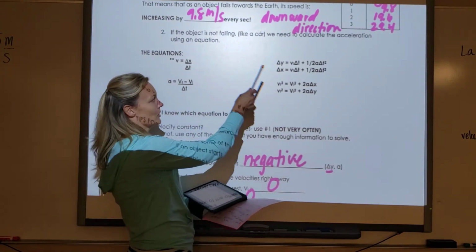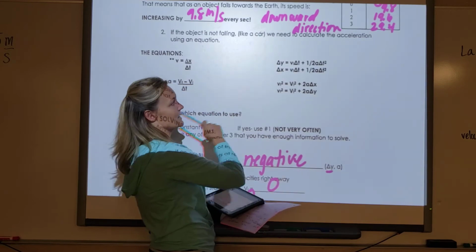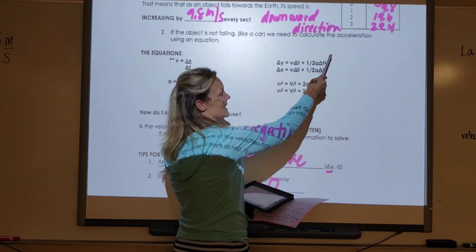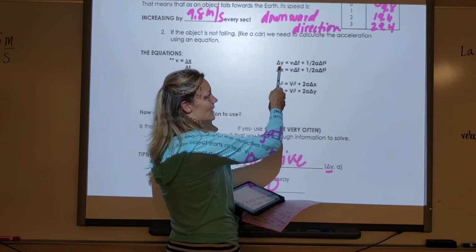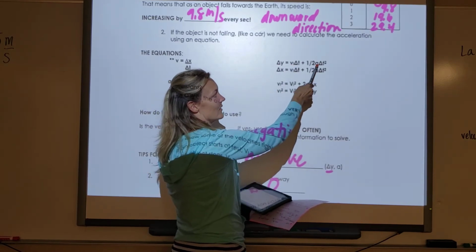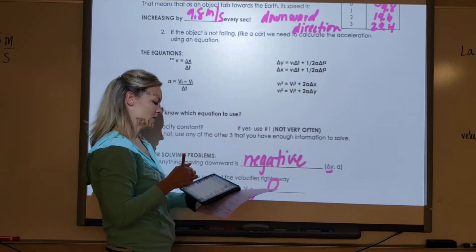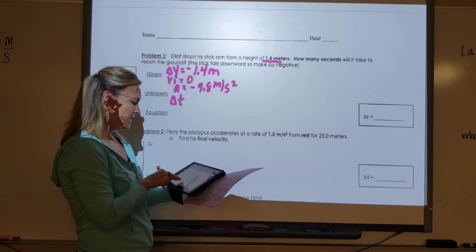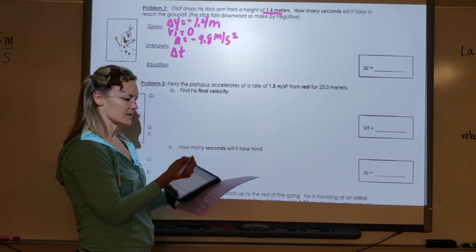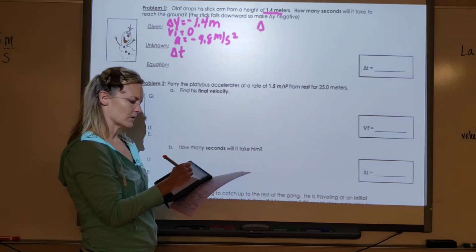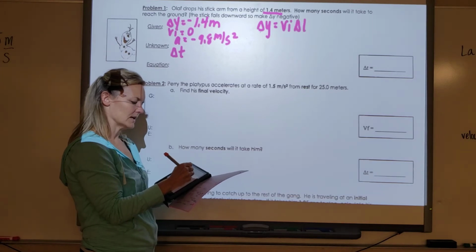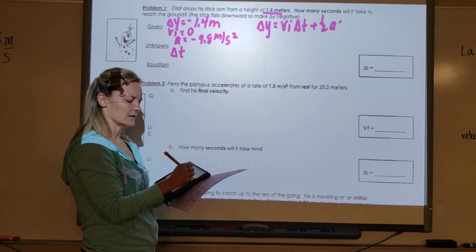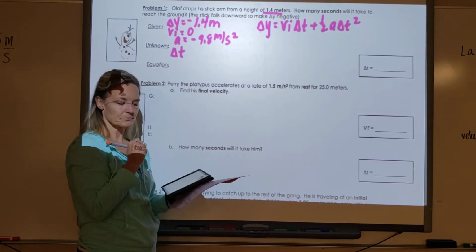The only other equation, there's A, so I can't use this. The only other equation with t in it is this one right here. I have a delta y, I have a VI, and I have an A. I can use that equation to solve for t. So my equation, and I'm just going to write it up on the top so you guys can follow along. Delta y is equal to VI delta t plus 1/2 AT squared.